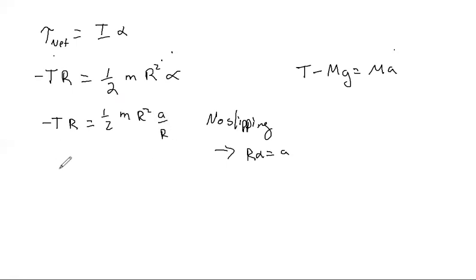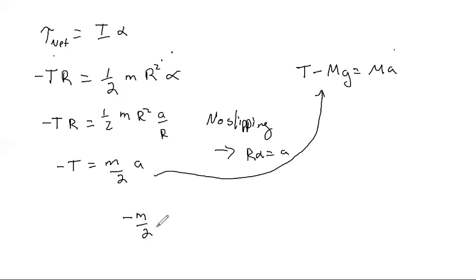Or turning it around, I get minus the tension equals the mass of the pulley over 2 times the acceleration of the falling mass. Great. So I can take this equation, substitute it in here for tension, and I get minus little m over 2 times A minus big M times G equals big M times A.